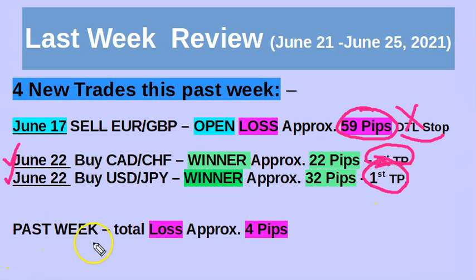So all in all, this past week was not a great week. However, and please pay attention, this is the most important part. We only lost 4 pips. So we managed our risk on these 2 trades. And here we managed our risk, limiting our loss to only 59 pips.